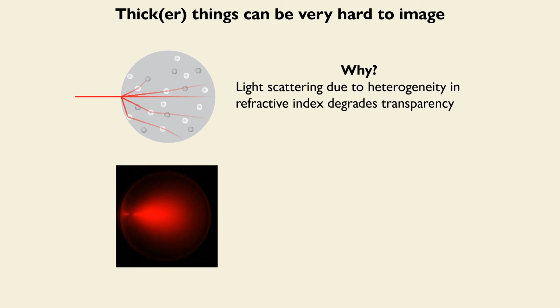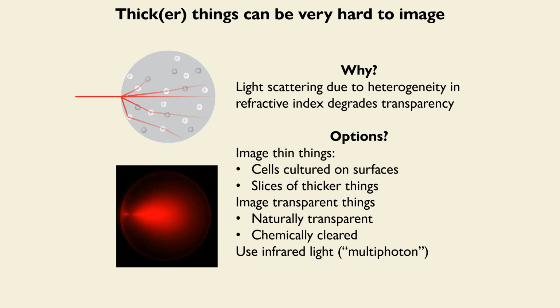And so why? The reason is often because of a phenomenon called light scattering, which is if you have a material that has a lot of heterogeneity in refractive index in its components, and they're all mixed together, this degrades transparency. So if you shoot a laser through such a material, it doesn't propagate ballistically as you would expect if it were perfect, but rather has this sort of more diffusive quality as it goes through the sample. And so that makes it very hard to create a crisp image of whatever's in that sample. So what are your options?